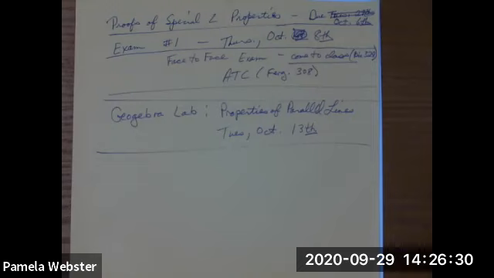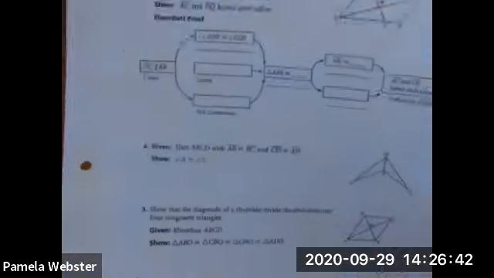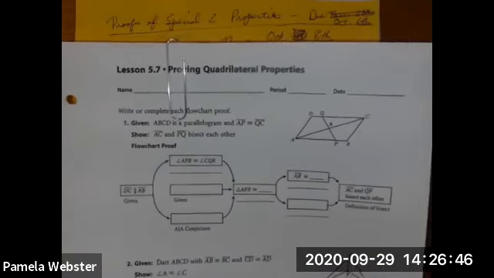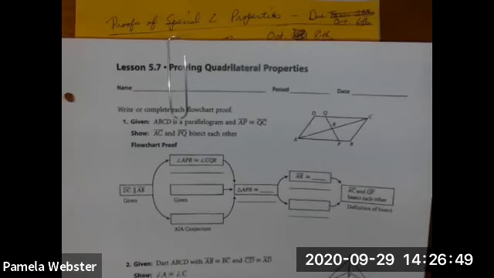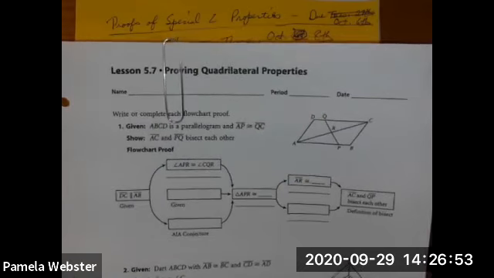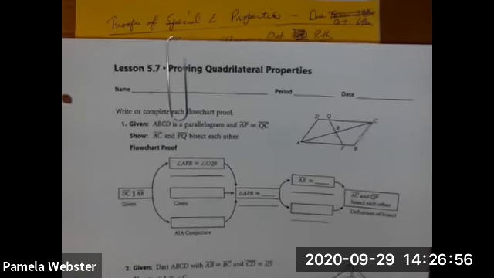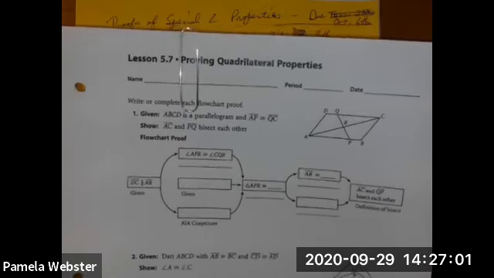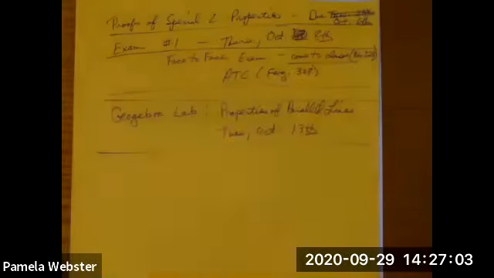Everybody's here. Okay, let's start talking about proofs. When we were here last time, we had finished up flowchart proofs. There's a few flowcharts on 5.7. I told you I'm not taking this up, but if you're still looking for practice problems for flowchart proofs, these are your practice problems. So proving quadrilateral properties, 5.7. That should be in week 5 because I gave this out last week. Okay, so you can take a look at those.